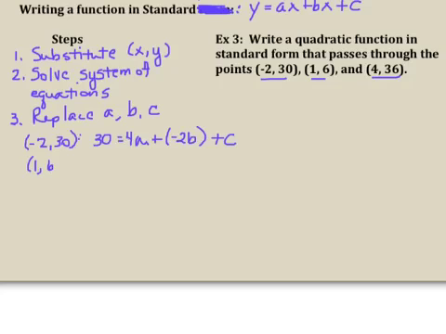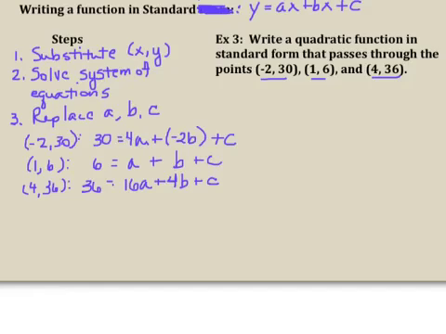(1, 6). Okay, so y is 6. Square the 1, multiply it by a, and then 1b, and then plus c. Okay, the last point, (4, 36). Y is 36. Square the 4 for 16a, plus 4b, and then plus c. So we have a system of 3 equations and 3 variables.